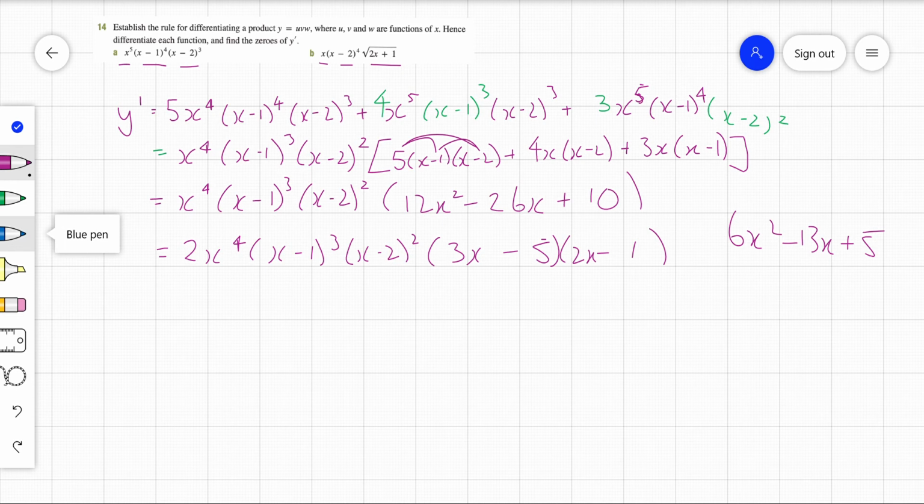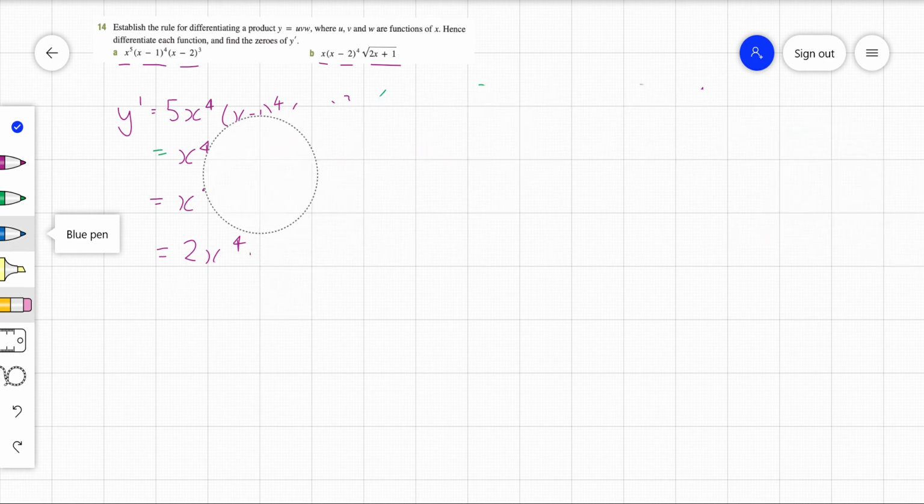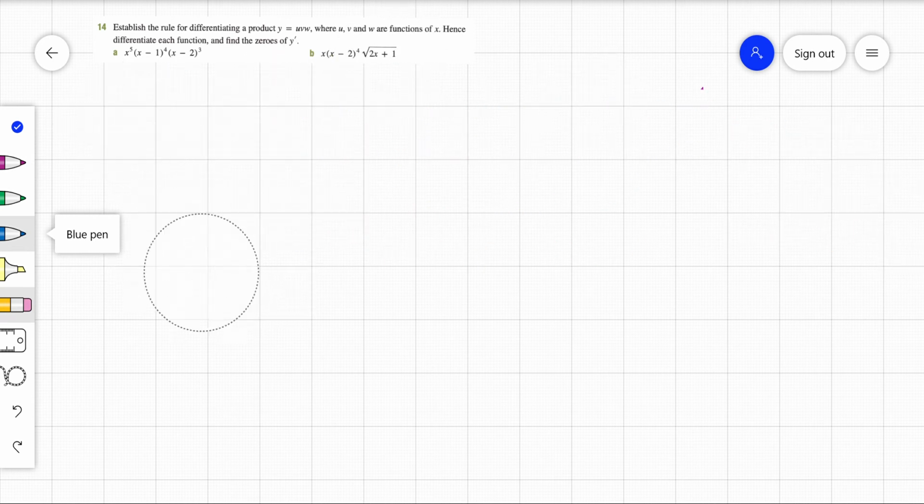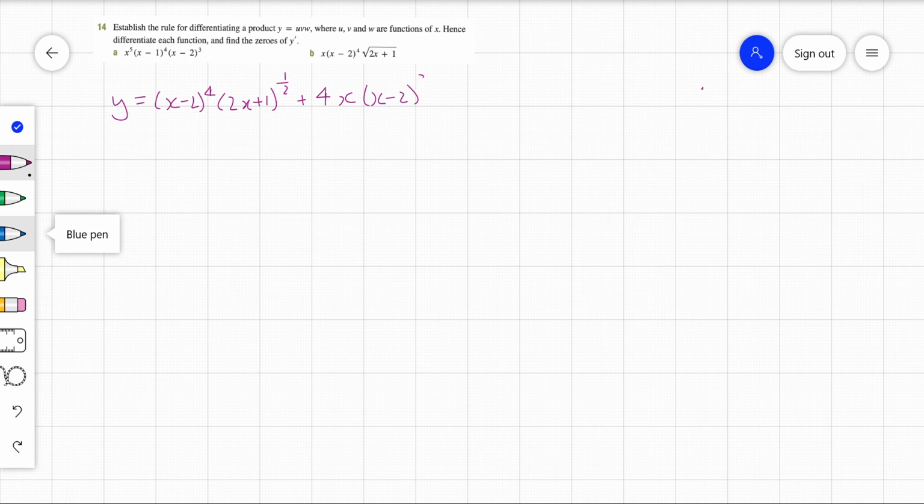Let's do the same thing for B. See if you can do it, you might want to have a go first. So we're going to differentiate x, so you get 1, and then I'm going to write the other 2, to the power of a half. Okay, now we're going to keep the x, but I'm differentiating this (x minus 2) to the power of 4. And that's still to the power of a half.